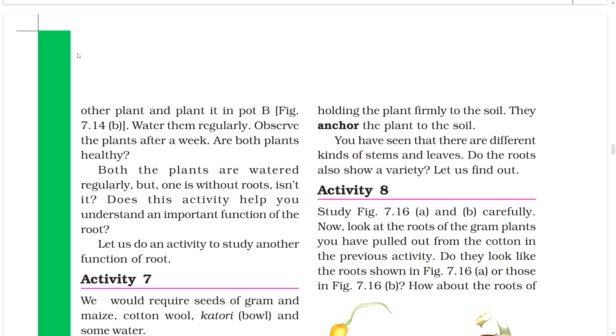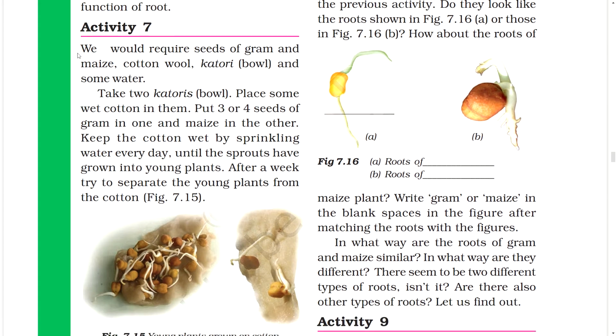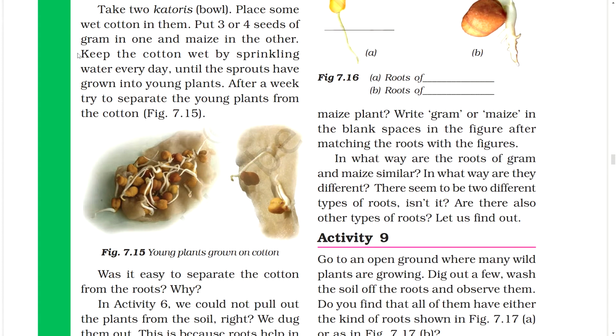Let us do an activity to study another function of root. Activity 7. We would require seeds of gram and maize, cotton wool, katori bowls and some water. Take 2 katori bowls and place some wet cotton in them. Put 3 or 4 seeds of gram in one and maize in the other. Keep the cotton wet by sprinkling water every day until the sprouts have grown into young plants. After a week, try to separate the young plants from the cotton. Figure: young plants grown on cotton.